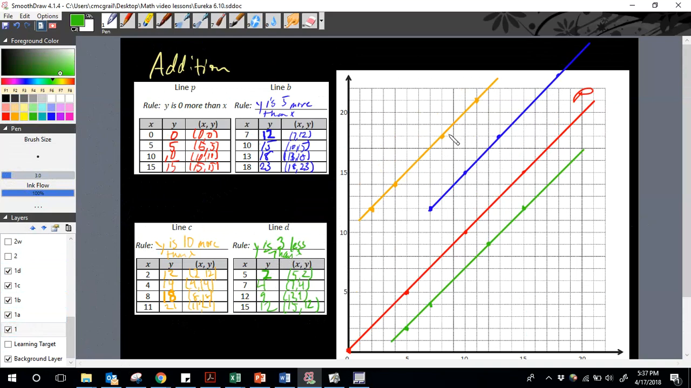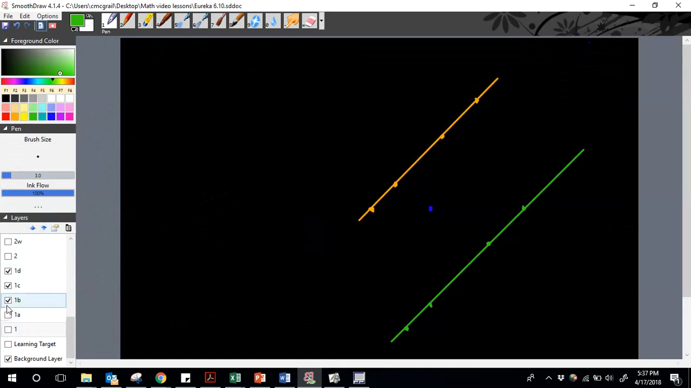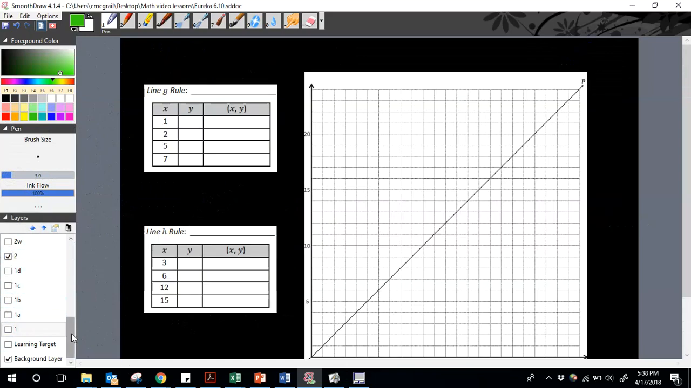What does this tell you about lines that follow an addition rule? I'm noticing that lines that follow an addition rule are all parallel and they all go in the same direction as y equals x. They just shift up and down. It's like taking this line and moving it up or down. Go ahead, turn your paper over. Let's see what happens when we take a look at multiplication rules.